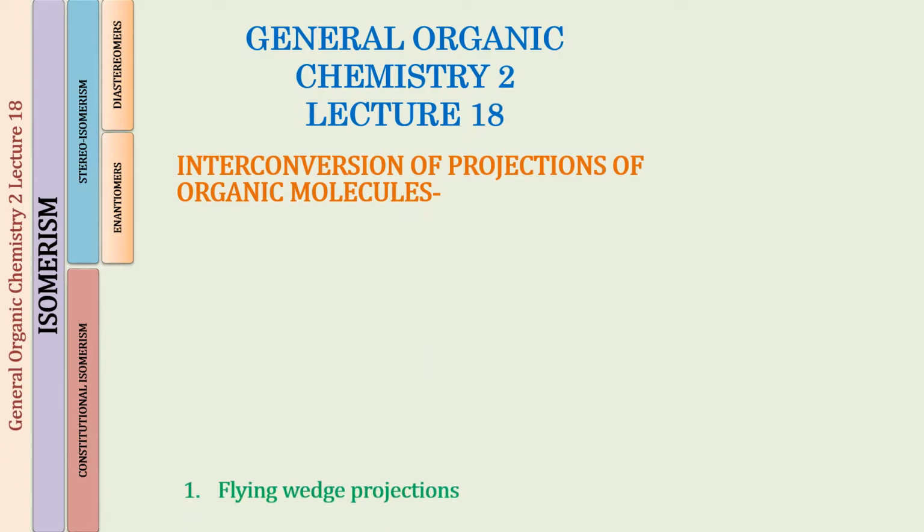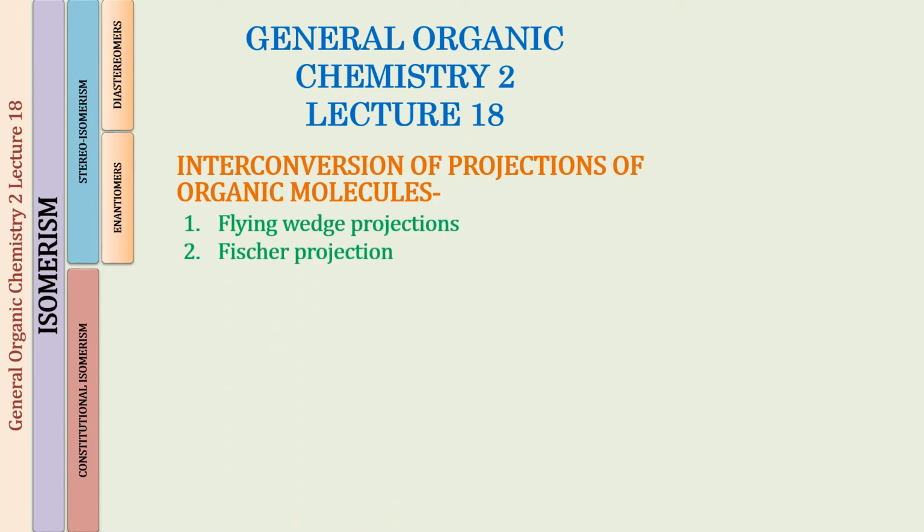So we have four types of projections: the flying wedge projection, the Fisher projection, the Newman projection, and the Sawhorse projection. We have organic molecules as three-dimensional structures, and to represent them on paper, in your notebooks and books, we need to learn about all these four types of projections. This is what you learned in the last lecture: how we draw them, looking at the molecules and drawing them one by one.